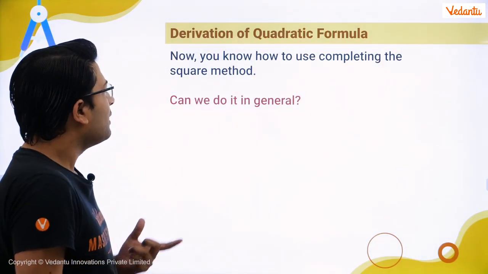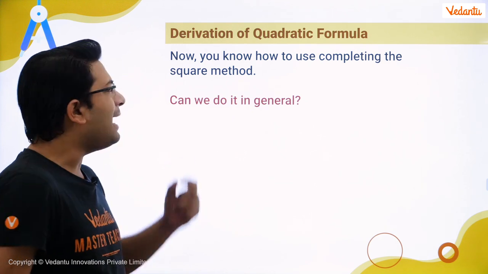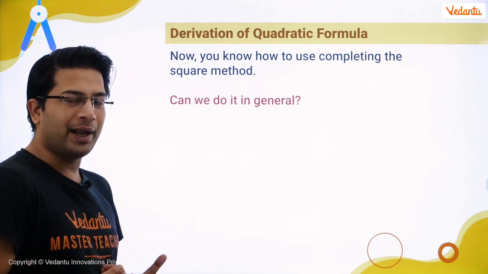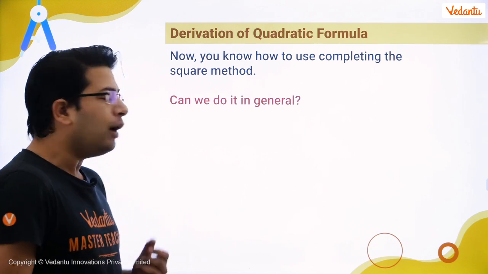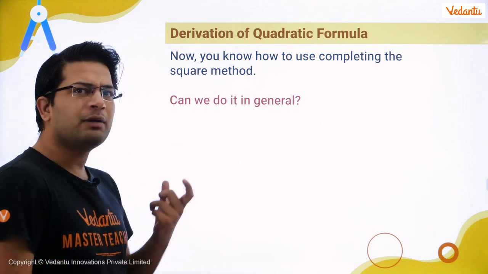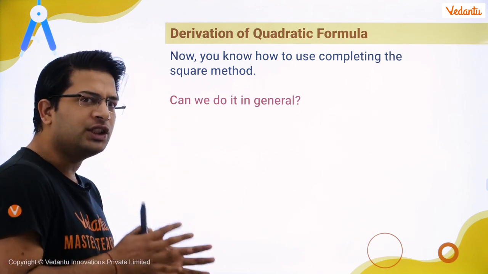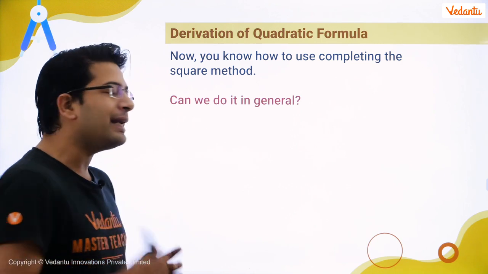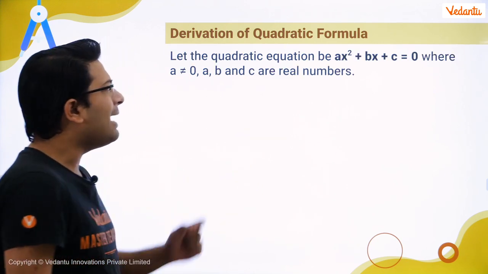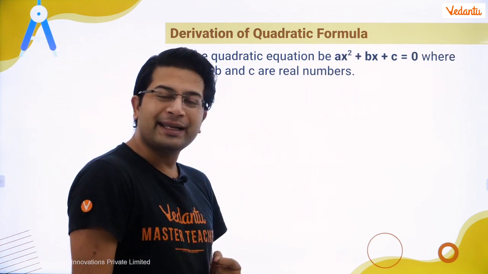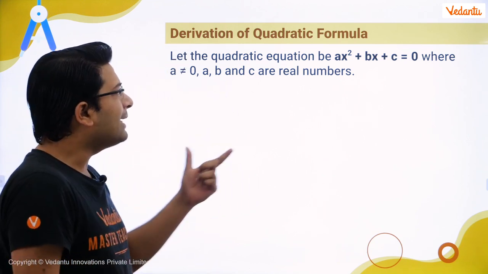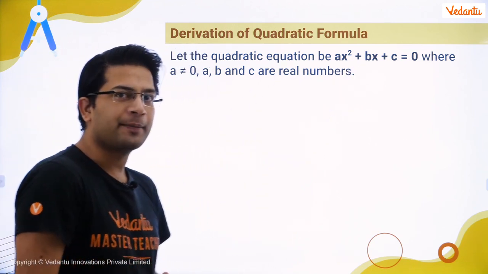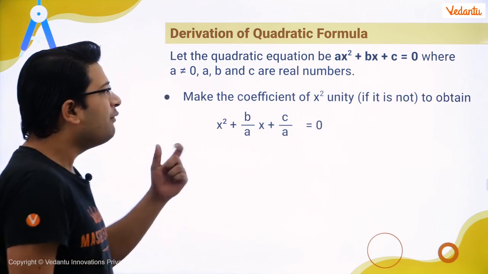So champ, we know how to make any quadratic a perfect square, right? We know how to complete a perfect square. Now, can we do that in the general case? Let's say I have a general quadratic equation ax square plus bx plus c equal to 0. Can we make this a perfect square? Let's see.